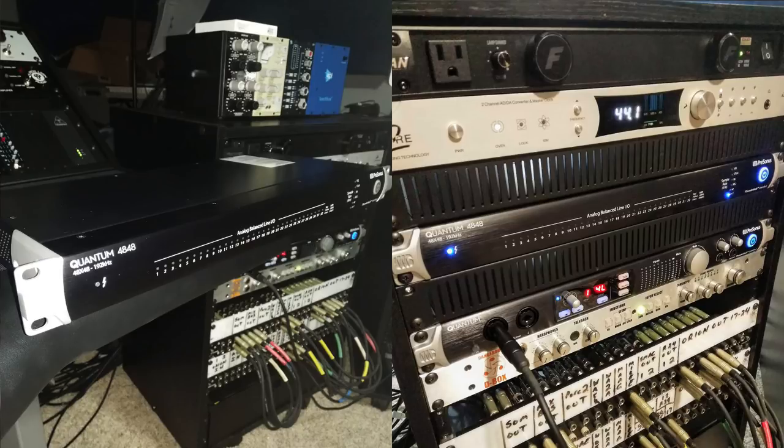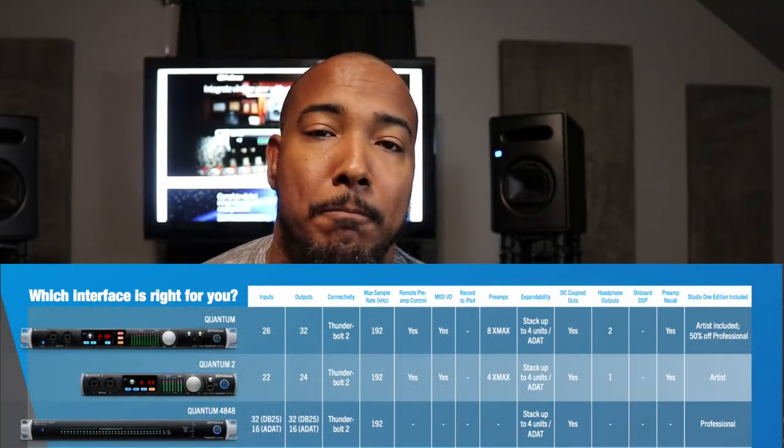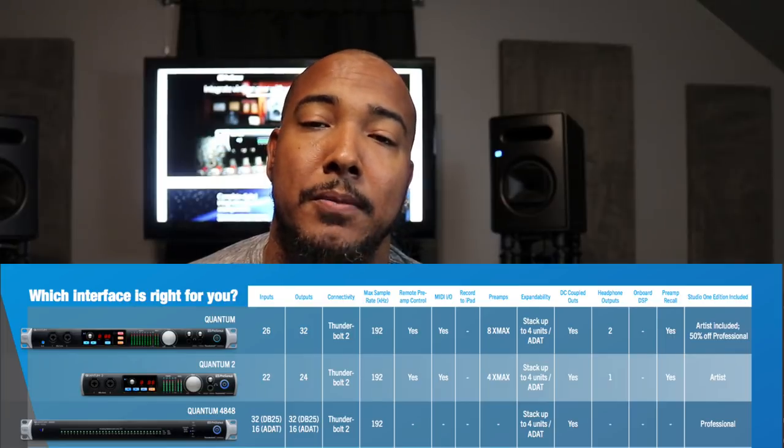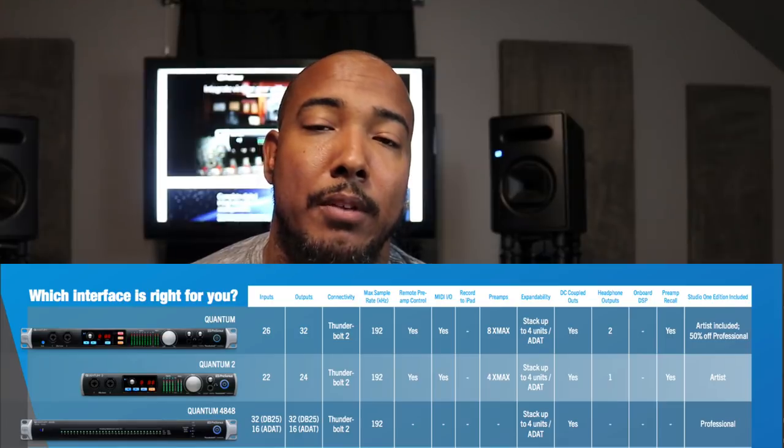Comparing those two, if you look at the price, the Quantum 4848 is $1,500 and the Quantum is $1,000, so together that's $2,500. You look at something like the Orion 32 Plus, and that's going to go for $3,000. So for about $500 less, you're going to get a lot more I/O by combining the Quantum and Quantum 4848. You'll also get monitoring, headphone outputs, and some mic pres if you need that.